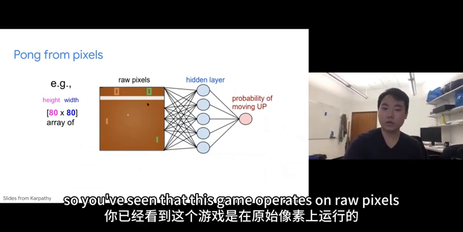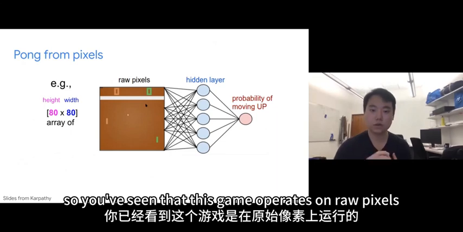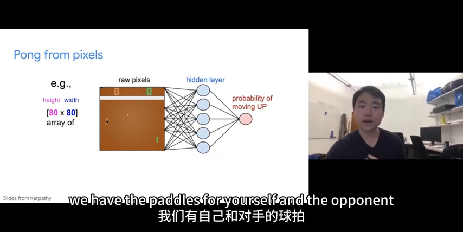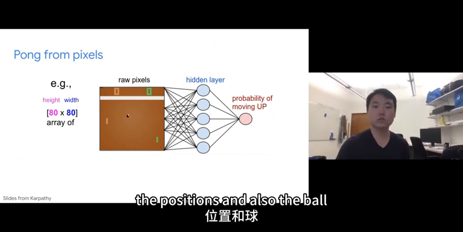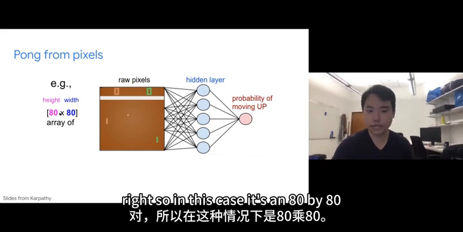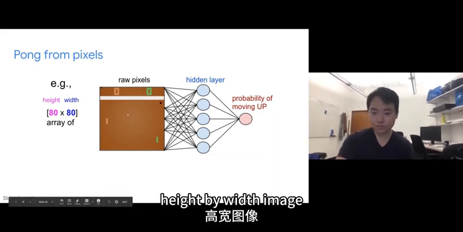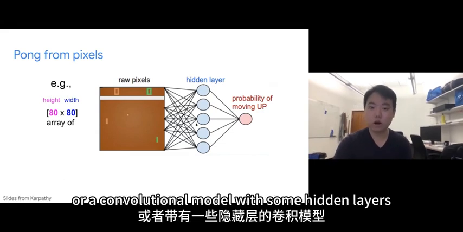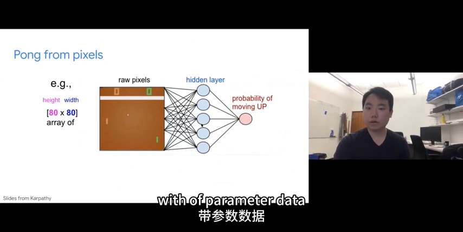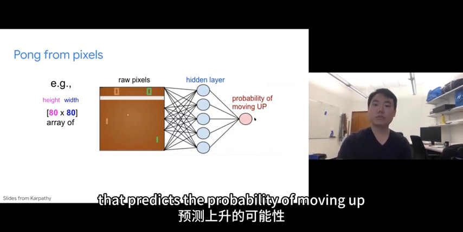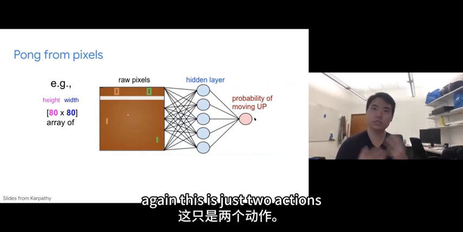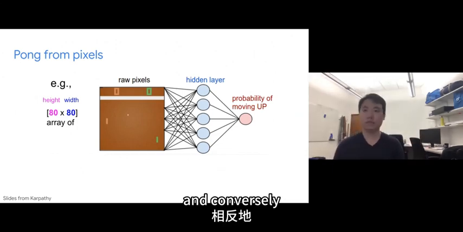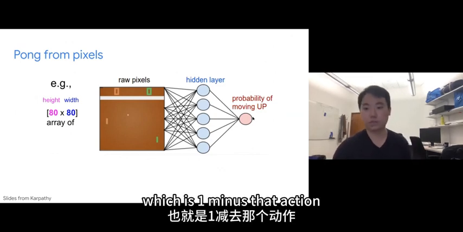So you've seen that this game operates on raw pixels. We have this pixel which depicts the score of yourself and the opponent. We have the paddles for yourself and the opponent, their positions, and also the ball. In this case, it's an 80 by 80 height by width image. So we're going to define a model. It can be a neural network or a convolutional model with some hidden layers, with parameters theta, that predicts the probability of moving up. Since there's just two actions, you can define one neuron for the probability of moving up, and conversely, the probability of moving down is 1 minus that.